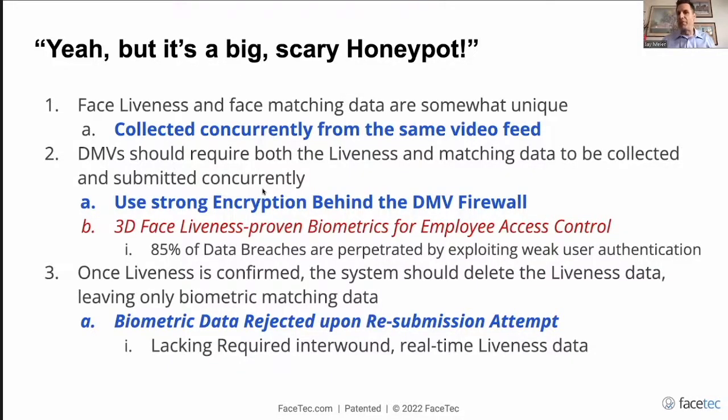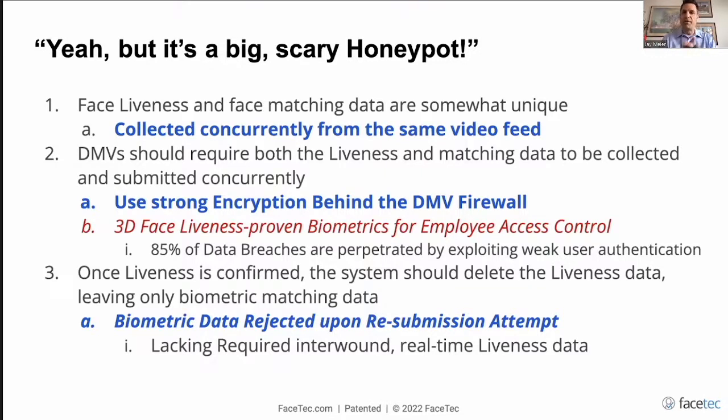And the last problem that we have to talk about, everybody says, oh, there's a honeypot. Oh, there's a central database and there's biometric data in it. So we're guaranteed our lives are ruined forever, right? Well, here's why that's not necessarily a problem, okay? In fact, we think we solved the honeypot problem. Face liveness and face matching data are unique, right? Other biometric measurements have the same uniqueness, but not all of them do. Face liveness and matching data can be collected concurrently from the same video feed, right?